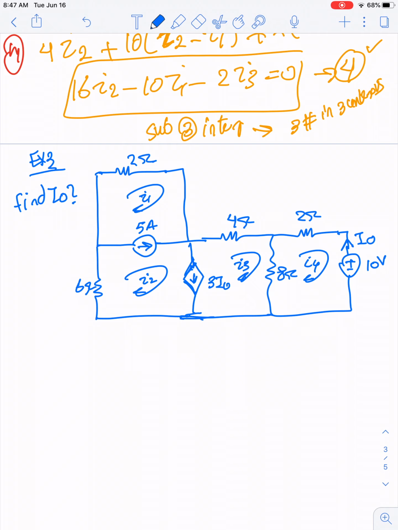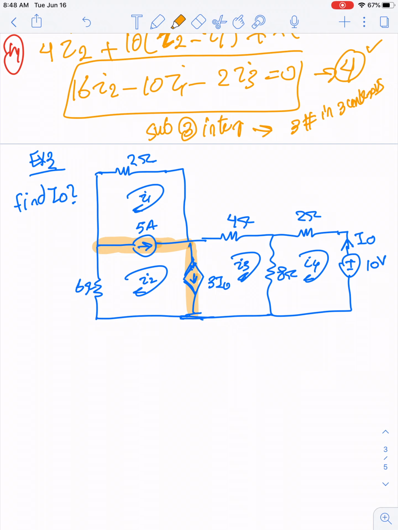So we have to search for step 1, a current source that is common between 2 meshes. So let's identify this one. So how many current sources do we have here? We have 1 current source and the second current source. So this one is common between mesh 1 and mesh 2, and also this one is common between mesh 2 and 3. So here we have 2 common.